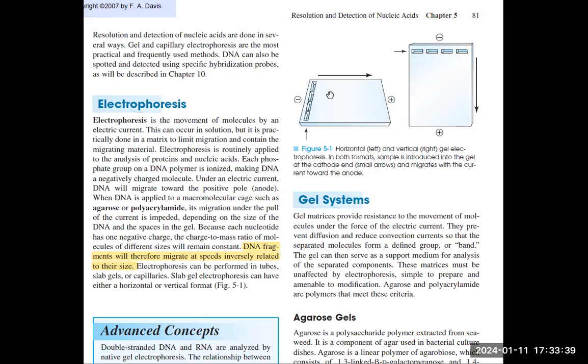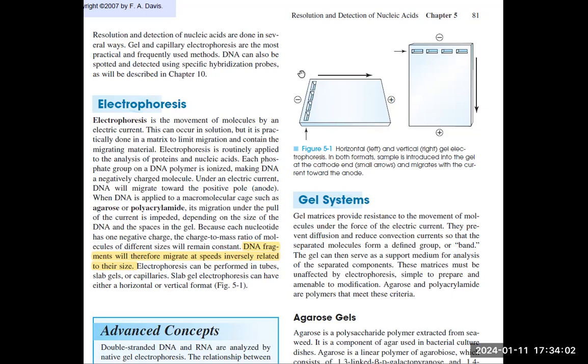Okay, and another general rule is that if the format is horizontal, like this one, where the gel is lying on its back, that's what we call an agarose gel, horizontal. But if it's presented in a vertical setup, it's known as polyacrylamide gel electrophoresis.